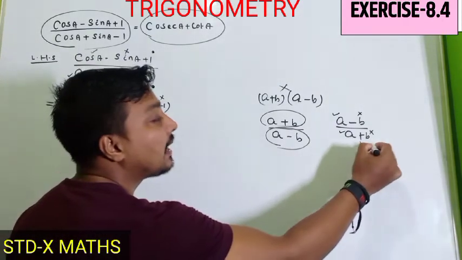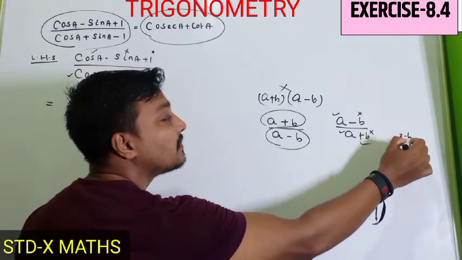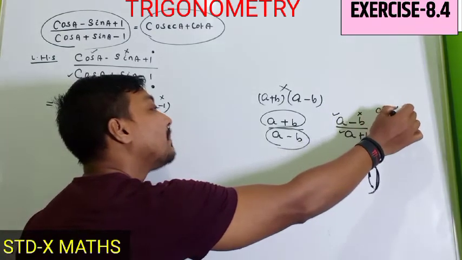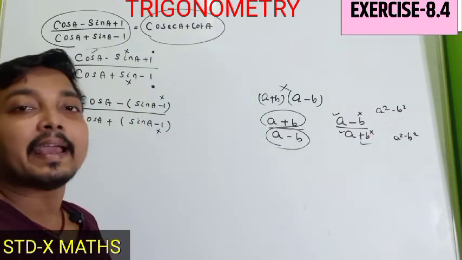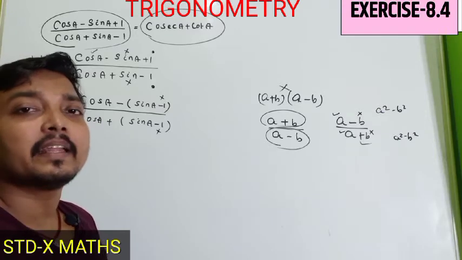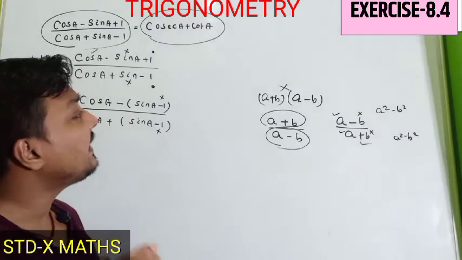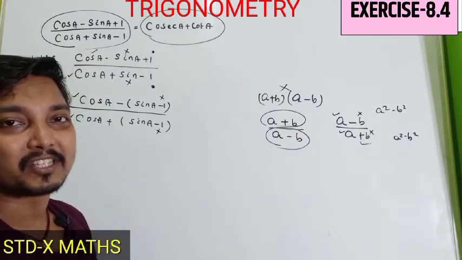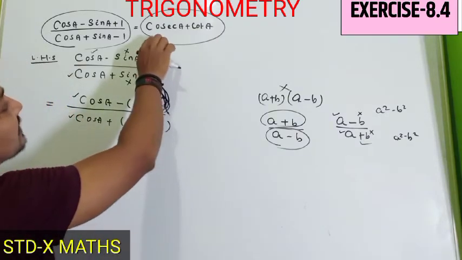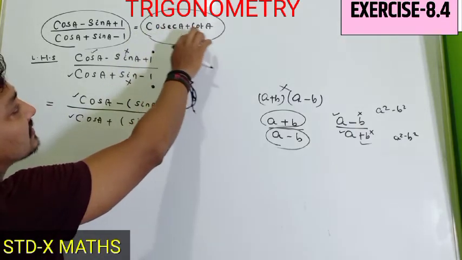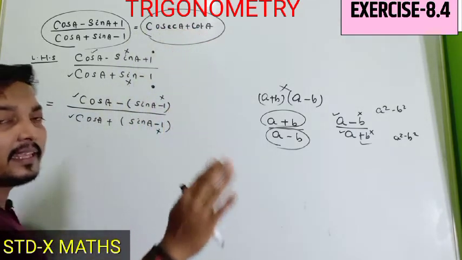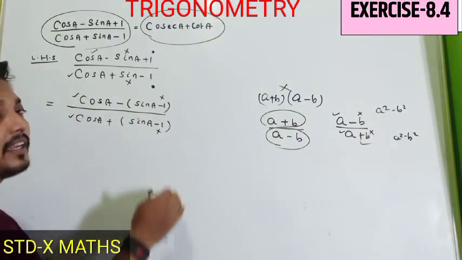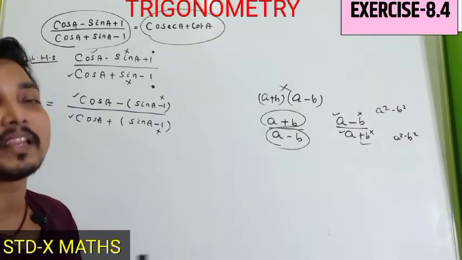Either the below one you can make in the form of a square minus b square, or the upper one also you can make as a square minus b square. But I said the maximum questions need that you make the denominator a square minus b square, as in the required RHS, where the denominator is nothing, it is 1. So always make the denominator a square minus b square.